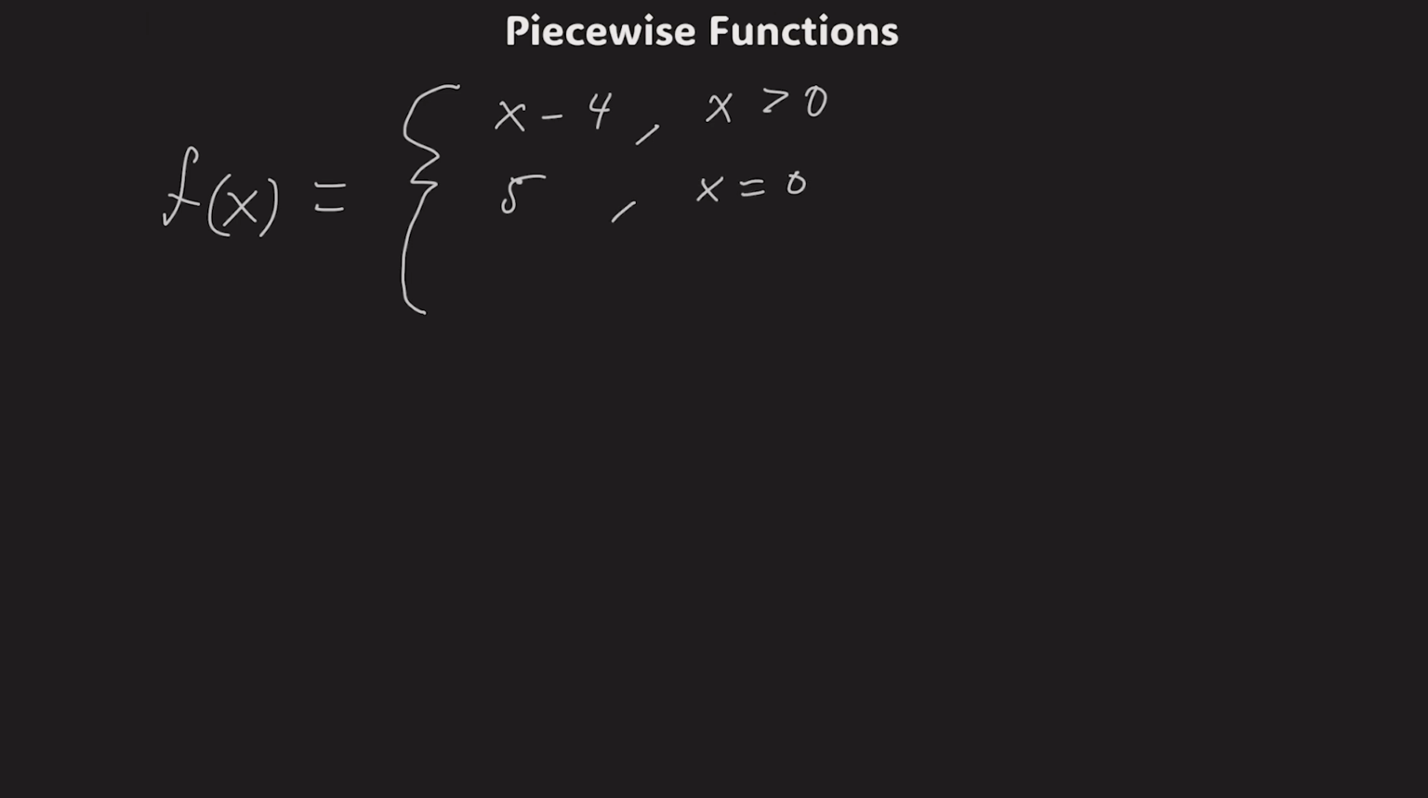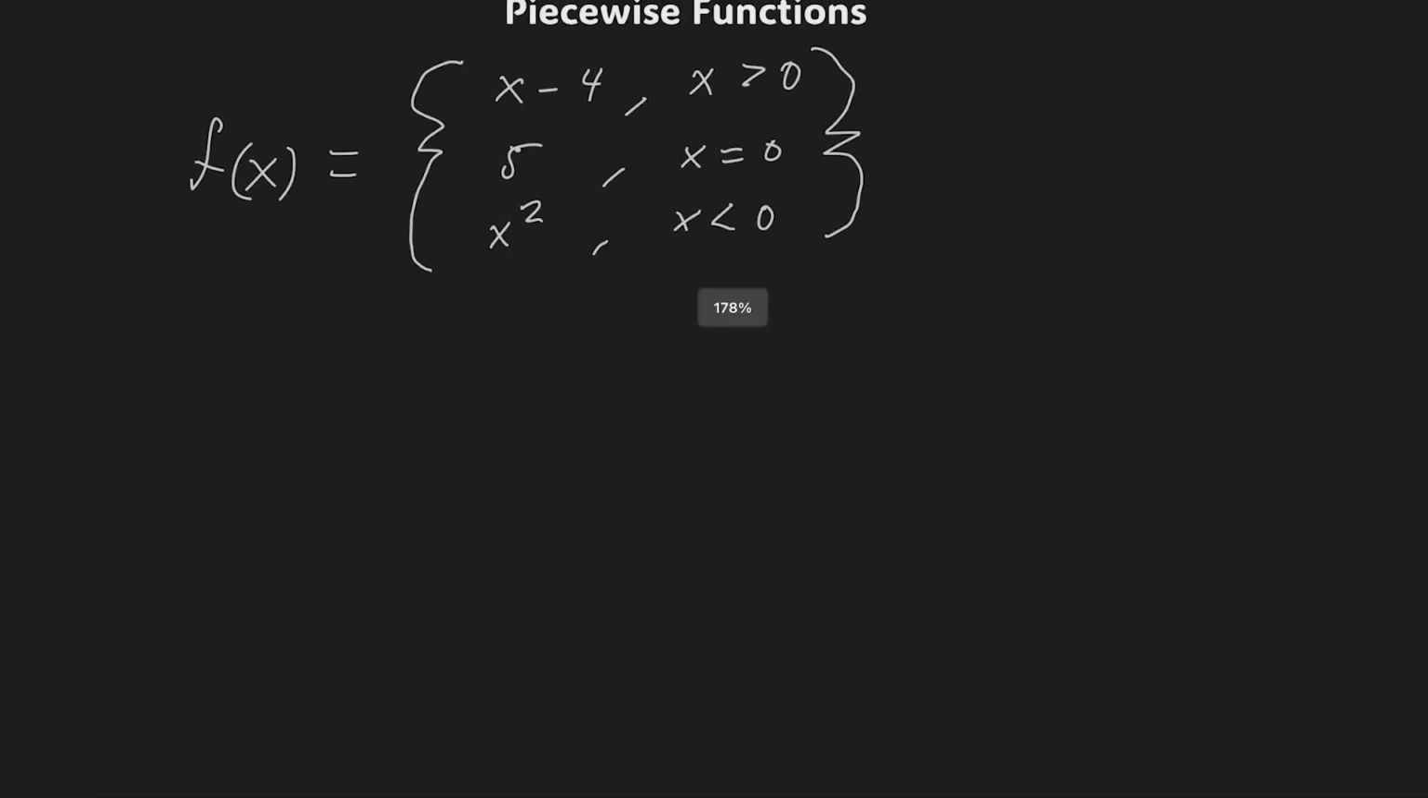What exactly is a piecewise function? A piecewise function would be shown to you in such a manner. f of x equals some big open curly brace: x minus 4 on the domain where x is greater than 0, it's going to equal 5 when x equals 0, and it's going to equal x squared when x is less than 0. Now, you don't need to understand exactly what all this means right now, because it's my job to show it to you.